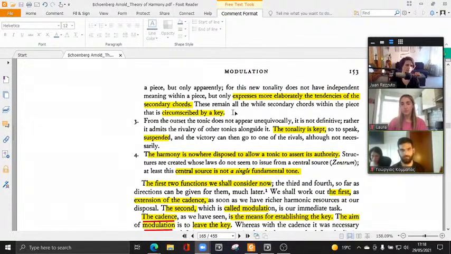So what's the meaning of this? Sometimes when you're analyzing a piece, you say, okay, modulation is leaving the key, and you go to another key. And then for a little while, you see that, let's say you're in C major, you have the dominant of G, D major, and then you go back.